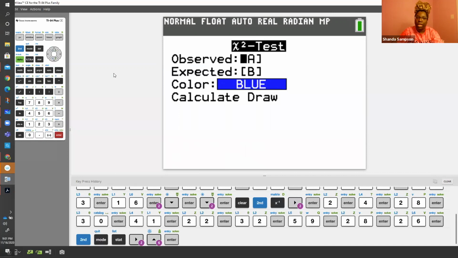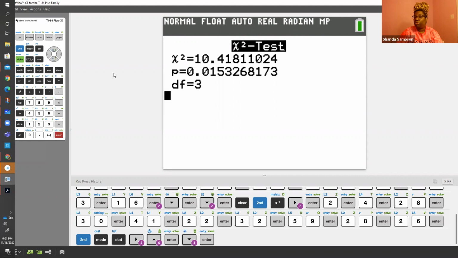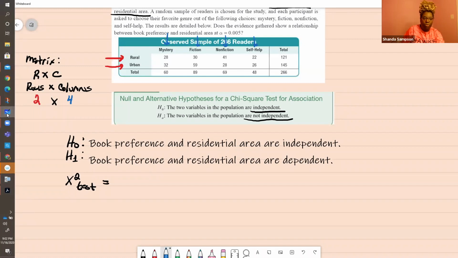That's the stuff you put in. It's going to give you your expected value that we talked about, and you just need to go down to calculate. That gives you your chi-square value and a p-value if you're going to be doing that method, which I'll demonstrate in a minute. But for now, we're looking for our chi-square test statistic, which is 10.418. Remember, we always use the same number as the table. Our test statistic is 10.418.